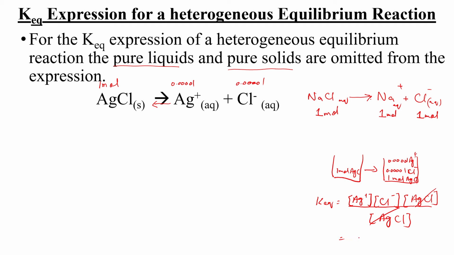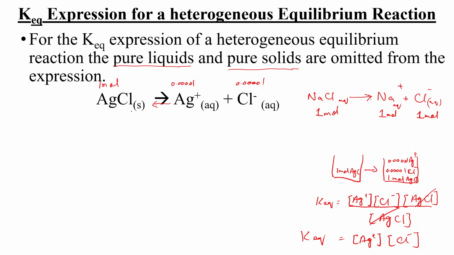So what do you have? You have only silver and chloride left, right? So this K equilibrium expression that you have for a salt which has very low solubility in water, we will be ignoring pure liquids and pure solids because their concentration is pretty much the same before and after dissociation, so they will actually cancel out.